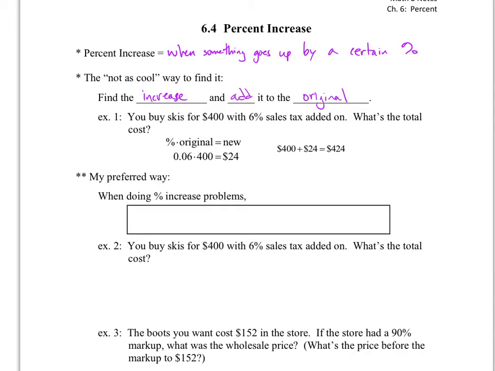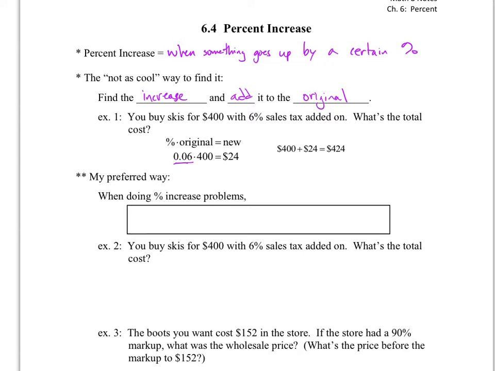So in this first example, you buy skis for $400. There's a 6% sales tax. So it's going to increase by 6%. So we have to figure out what 6% is. And then we add it to the original cost of our skis, which was $400, to get our total cost. So here's that whole math thing here.